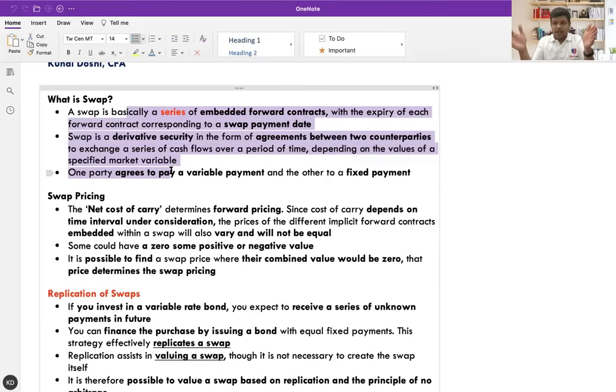So let's say in a 1-year swap, there are quarterly payments. Every quarter, you and I will sit together, see where the interest rates are, and whatever is the difference, either you will pay me or I will pay you, right? Clear? Remember that from the swaps? So a swap is a series of forward or futures contracts. Why do I say series? Because in 1 year, there are 4 quarters.